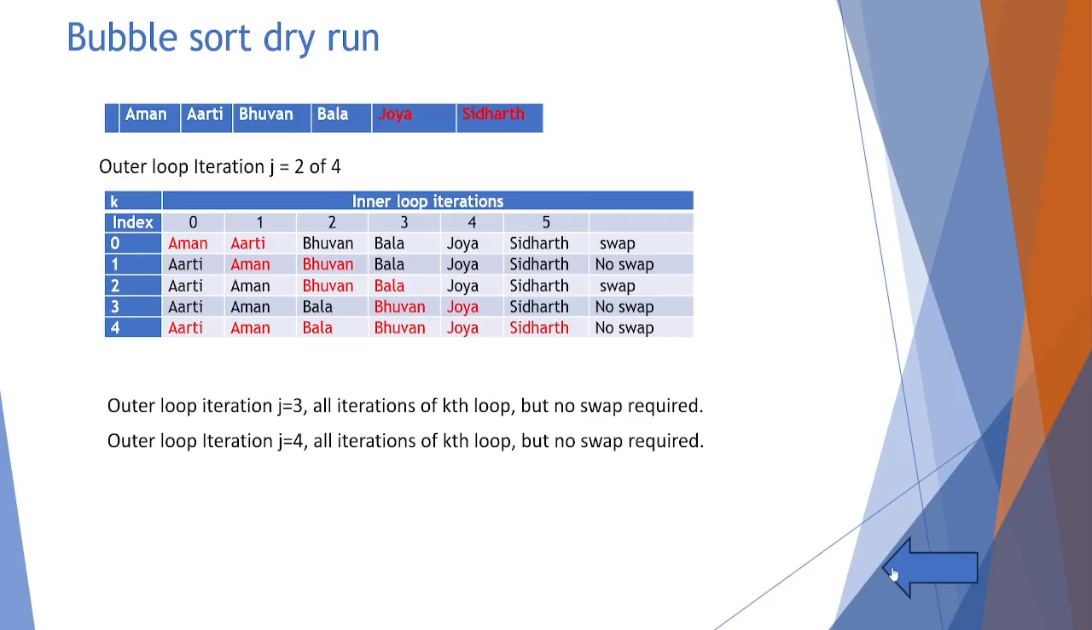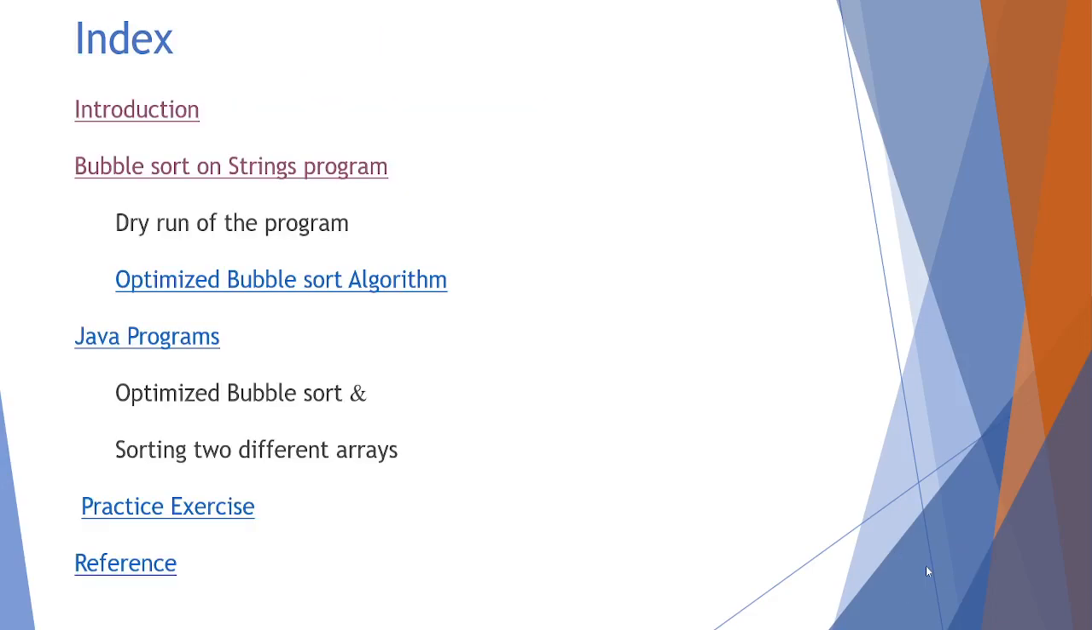In the outer loop iteration j is 3, all iterations of the kth loop are wasted. No swap required. Outer loop iteration j is 4, all iterations of the kth loop will be executed, but no swap required. This calls for optimization of the bubble sort algorithm.